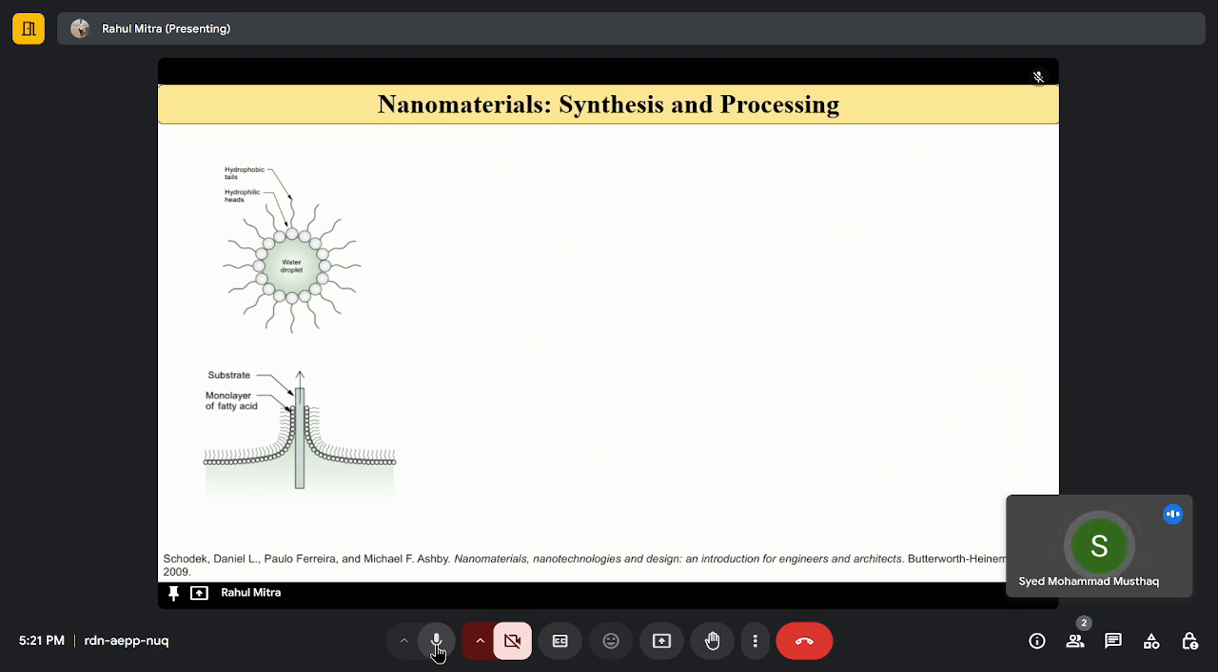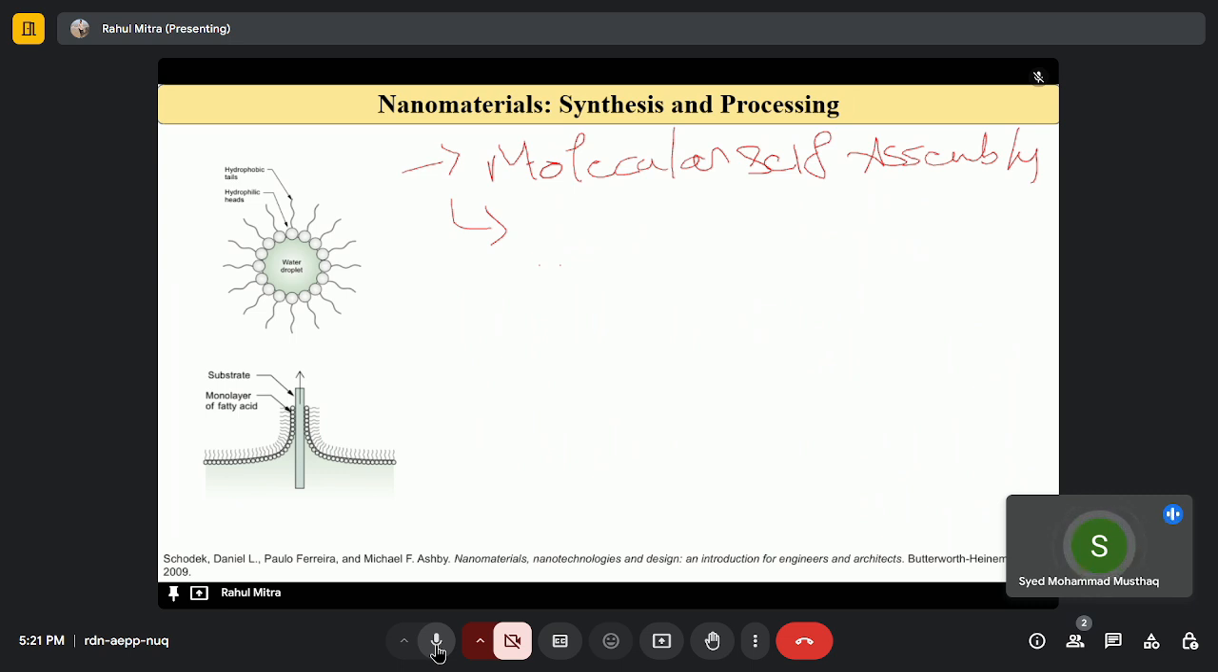Now in molecular self-assembly, what happens? In this process there is a self organization of molecules, of organic molecules. Right? They organize themselves to form a structure or a compound.